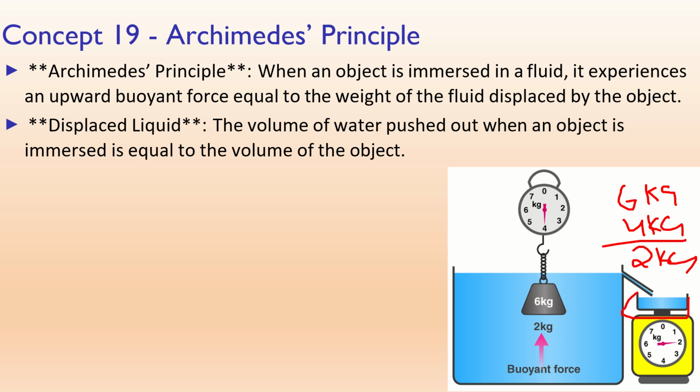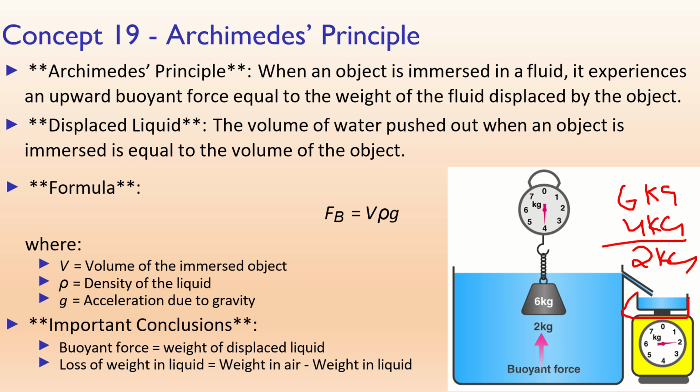And when you measure the volumes, both the volumes will be the same. So this is called the Archimedes principle. Now see what the formula is. Force of buoyancy is equal to, as we said, volume into density into gravity, V rho g, where V is the volume of the immersed object, rho is the density of the liquid and g is the acceleration due to gravity. And buoyant force is equal to the weight of the displaced liquid, as we said here.